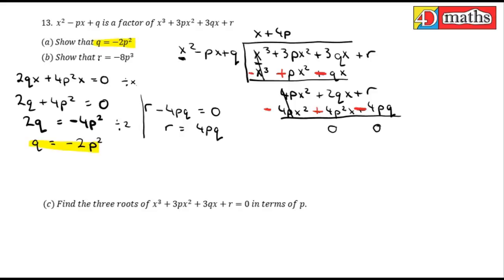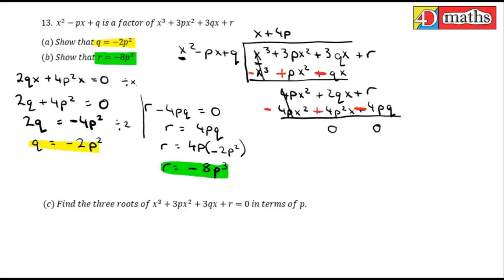Now we're looking for r. Now we have r equals to this. What could we replace that in? Yes, we could replace what q is in. So we could replace q with minus 2p squared. So r is equal to, if you multiply this out, you get minus 8p cubed. So this is what this is. So that's the first part.